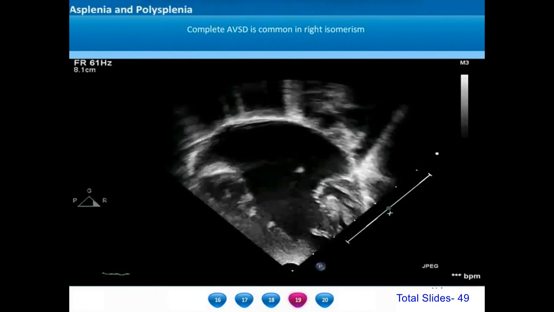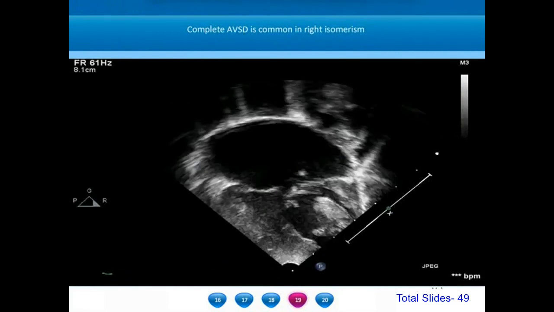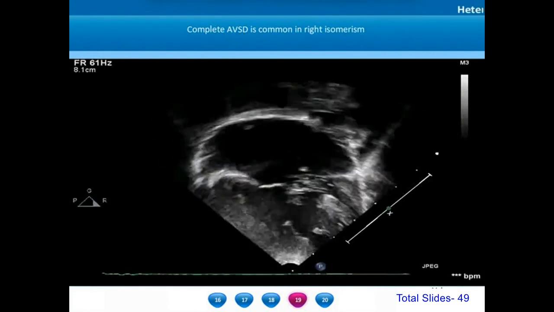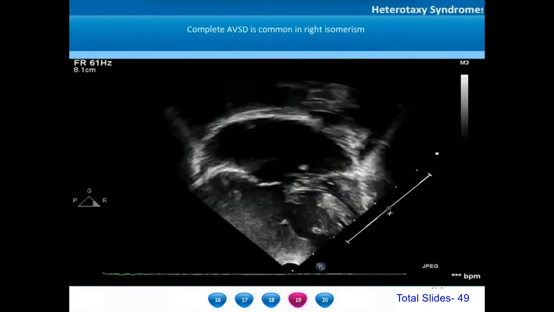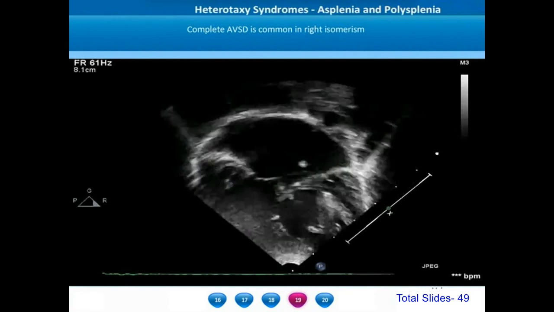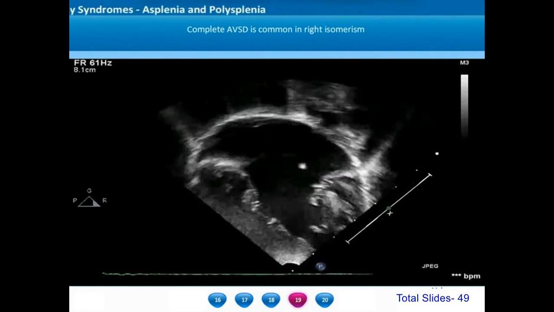Complete AV septal defects are more common in right isomerism than in left isomerism. We can see here an unbalanced AV septal defect, a very hypoplastic left ventricle, a free-floating bridging leaflet, a large primum, and an additional large secundum atrial septal defect, almost amounting to common atrium.